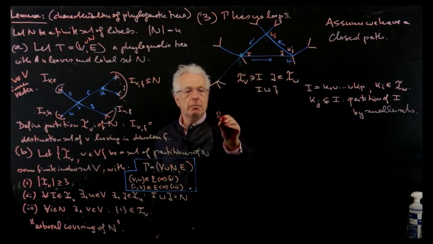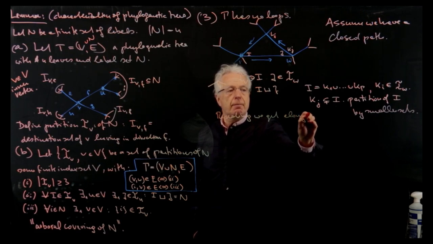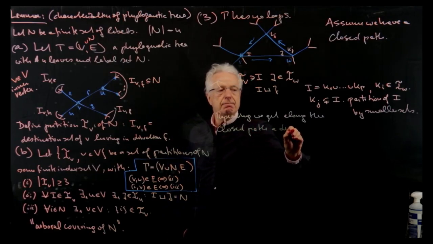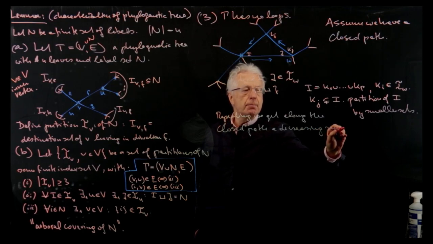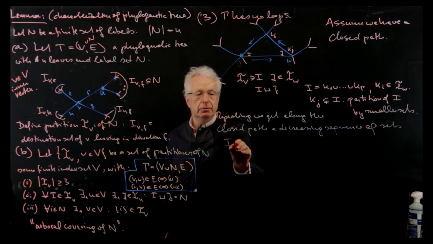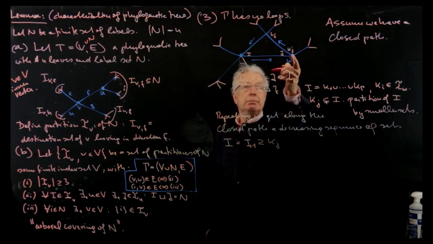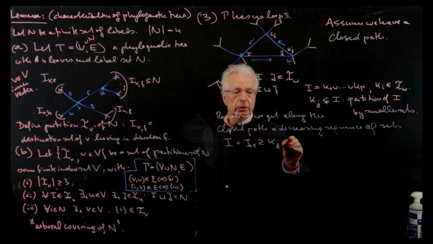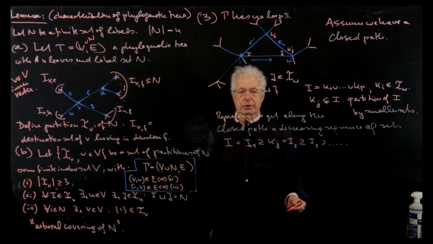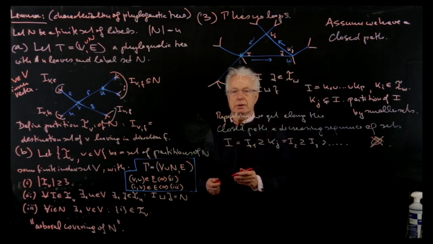So repeating, we get along the closed path a decreasing sequence of sets. The first one will be I, which I call I1, and then the next one will be this Kj, which I call I2, and then we go on I3 and so on. The j depends on where we continue, of course. And this gives a contradiction, because when we end up at I, we are back where we started. Okay, so this does not work.